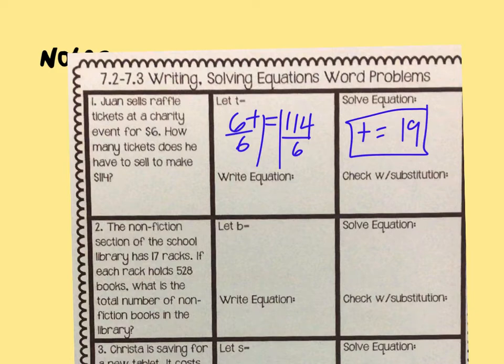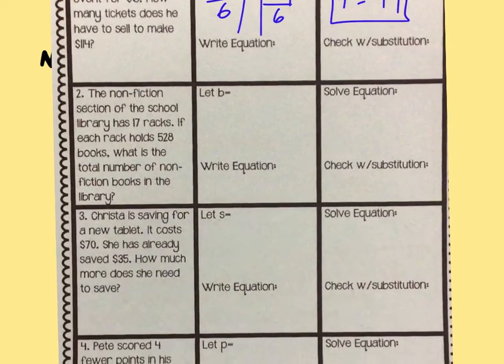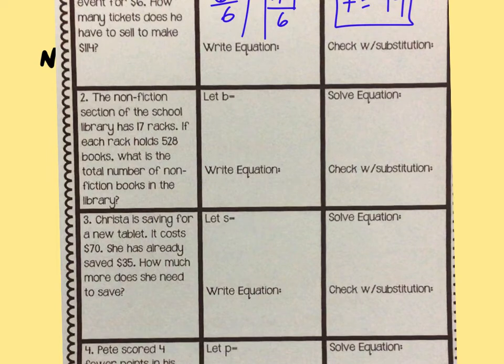All right, let's go on to number 2. The nonfiction section of the school library has 17 racks. If each rack holds 528 books, what is the total number of nonfiction books in the library? All right, so I think I figured this out a little bit more. The B stands for books, so I'm going to put that right here.